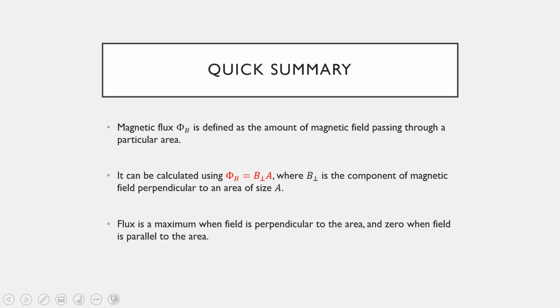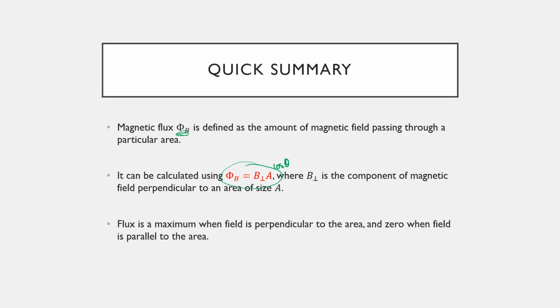Okay, so quick summary, we'll stop here. Magnetic flux, phi, is defined as the amount of magnetic field passing through a particular area. It can be calculated using this expression here. You've just got to remember that when you're using this expression, you're talking about the perpendicular field. Most of the time the field will be perpendicular to the area. If it's not, then you just add a little cos theta in there, which is basically the component of the field which is passing perpendicular through the area.